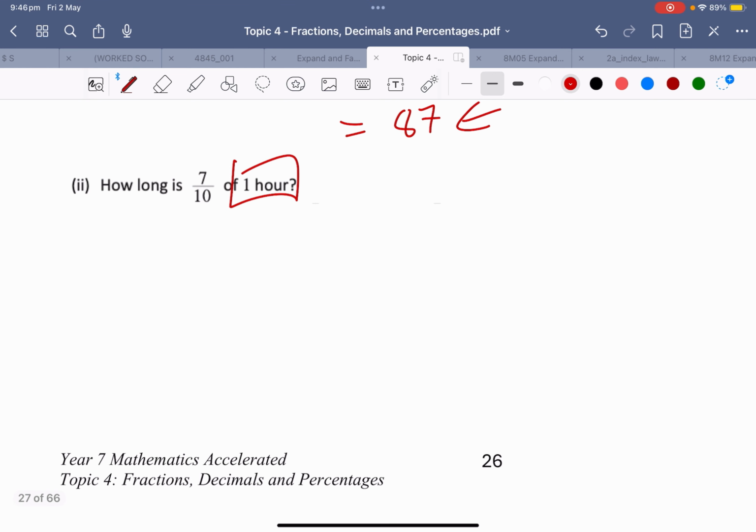7/10 of an hour. I don't like to deal with an hour because that's confusing. If I get any smaller than 1, that's decimal. I don't like it. So I say, all right, 7/10 of 60 minutes. How's that? And here's a little cool maneuver.